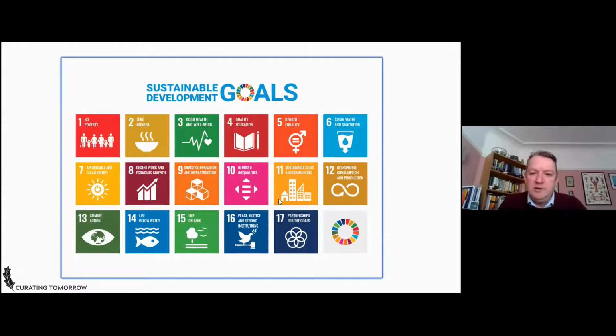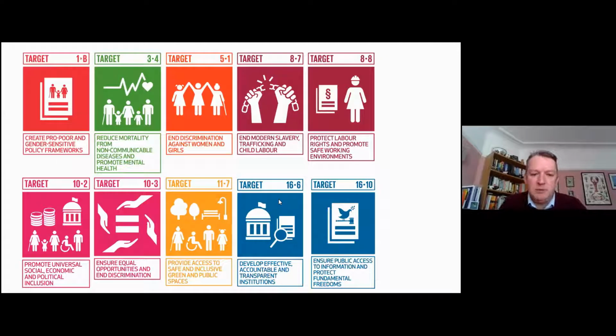And so if we look at the 17 Sustainable Development Goals, they relate in very many ways to cultural participation. I've got that on the next slide. And I've just picked out some examples that we might think of in relation to museums. So target 1.b, it sits in the goal about zero poverty: create pro-poor and gender-sensitive policy frameworks. What does that mean for museums? Well, are museums concerned with addressing poverty in their area? What can they do about it?